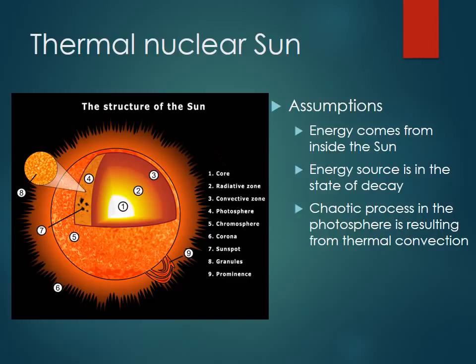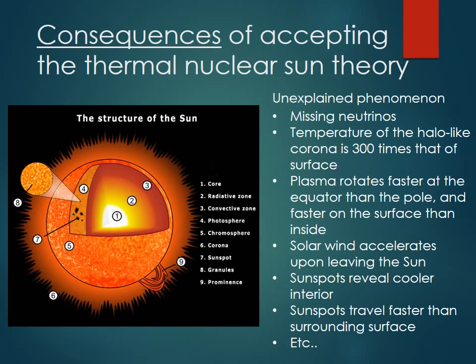But of course, if energy comes from inside, it is always in a decaying mode, so it's always dying. And all those activities on the surface are some kind of chaos, and a result of thermal convection from the inside. So some kind of energy propagates from the inside to the outside. Of course, by doing that, there's a consequence, and there are a lot of consequences as well. As we do a lot of research about the sun, we have found a lot of unexplained phenomena based on such an assumption, such as missing neutrinos.